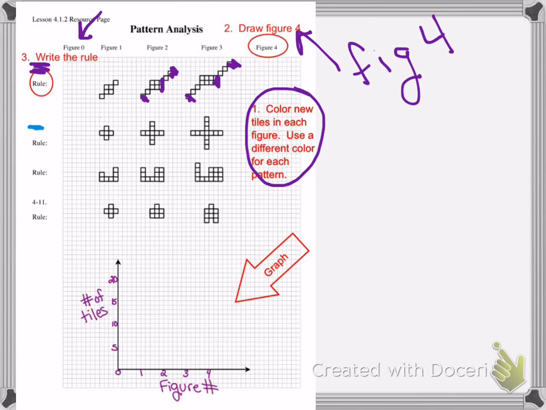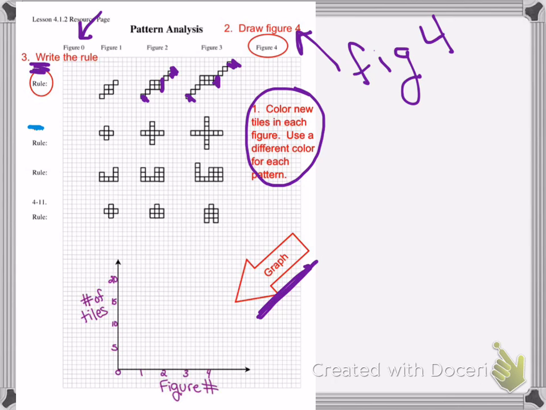Once you are finished with writing the rule for all 4 tile patterns, it's going to become time to graph. Please set up your graph like the one that I have up on the board, where the figure numbers are going to be going across the x-axis, and the number of tiles are going to be increasing along the y-axis. This might be more successful in completion if you create a table like the one in the warm-up, and then use that table to plot your points. Otherwise, go ahead and attempt it without the table, but just know that you might have better success using that table to reference for x and y values.